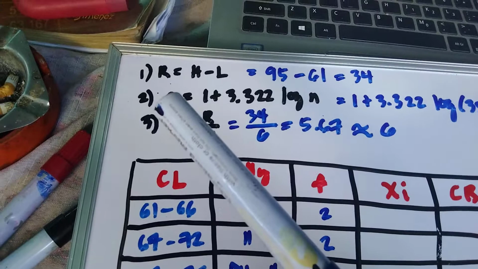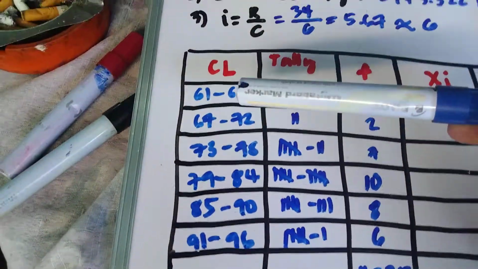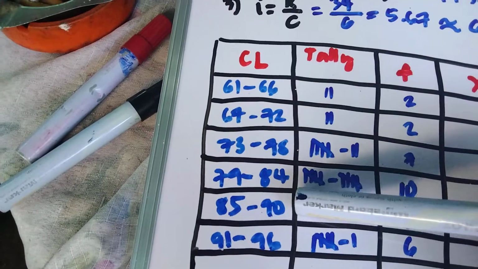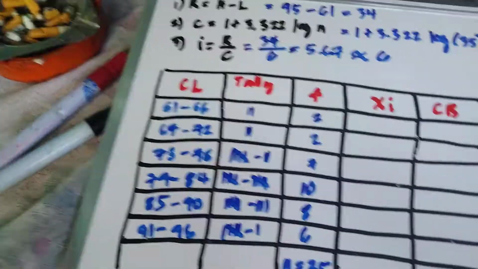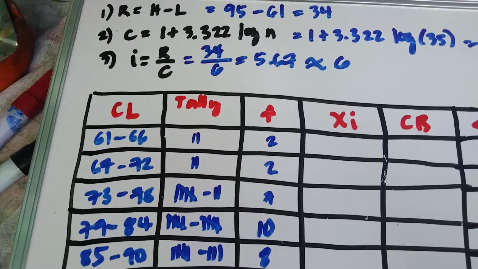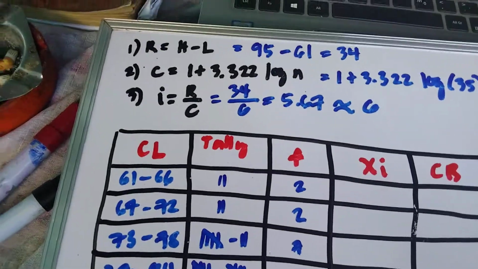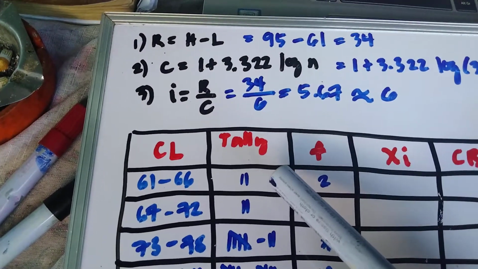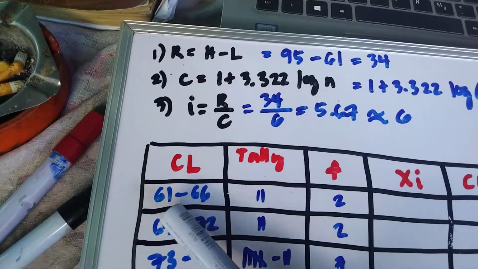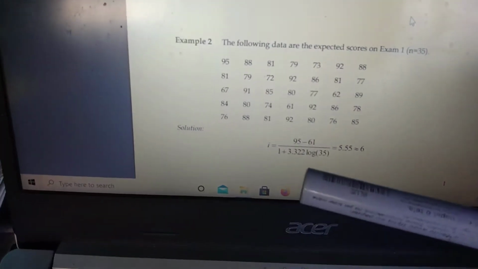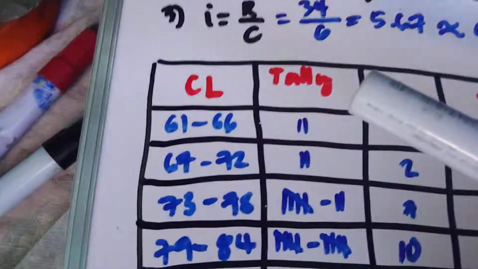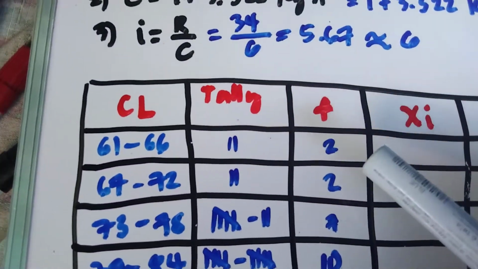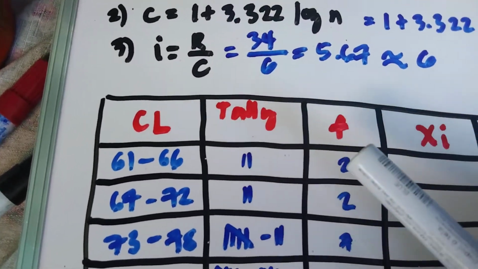Now, where did we get C? The number of classes, that is 6. So how many classes? 1, 2, 3, 4, 5, 6. Six classes, as in our notes. Now the tally in the first class means the scores that fall in the interval 61 to 66 number only two. Going back to the data, there are only two scores from 61 to 66. Whatever our tally in the class is, we put in the frequency f: two tallies, meaning 2.